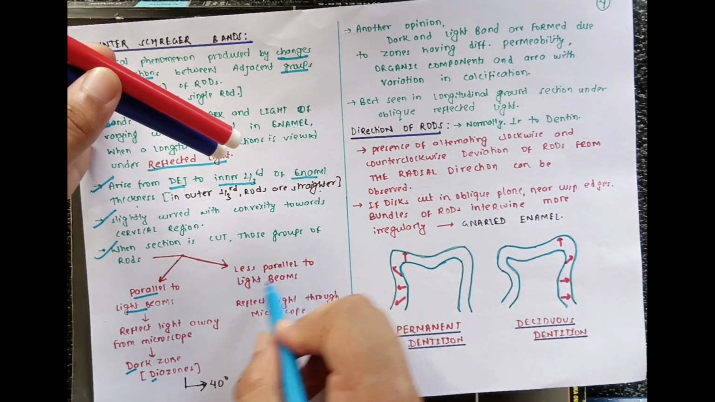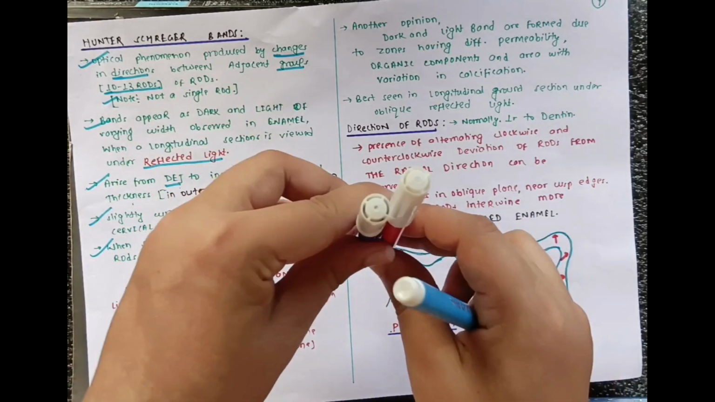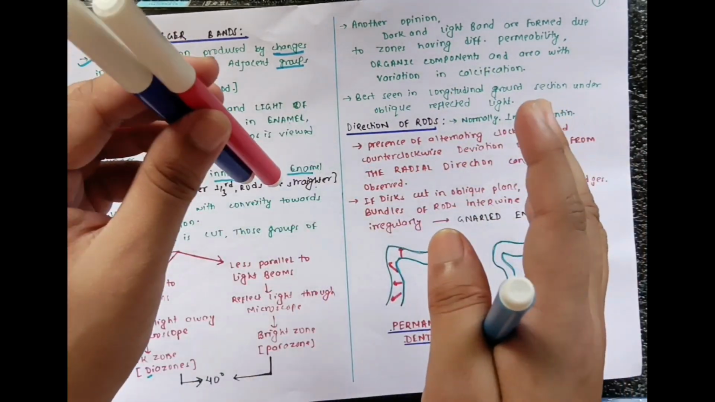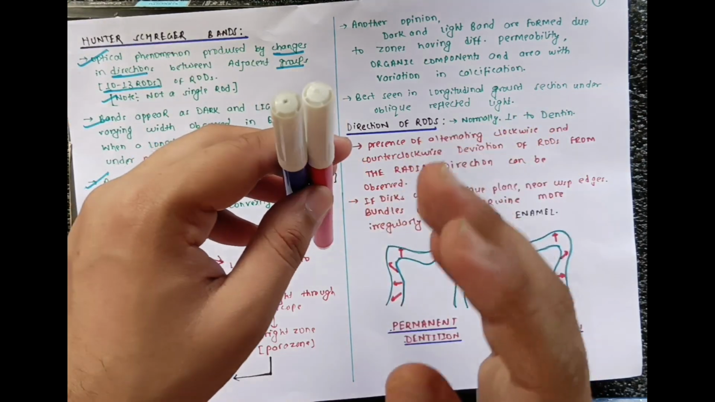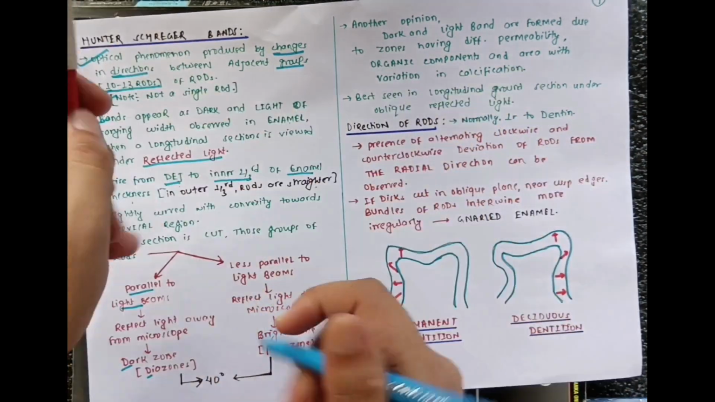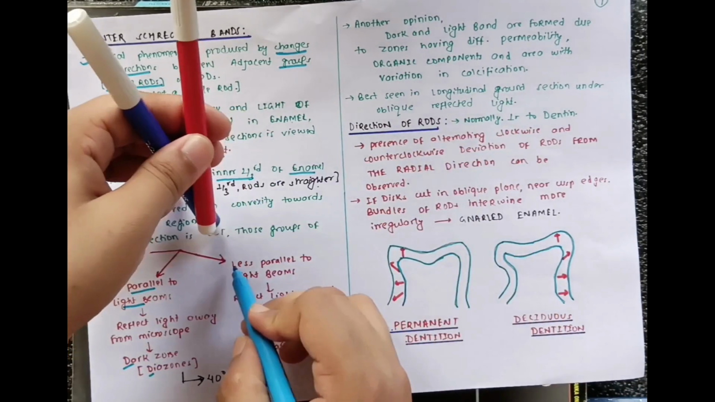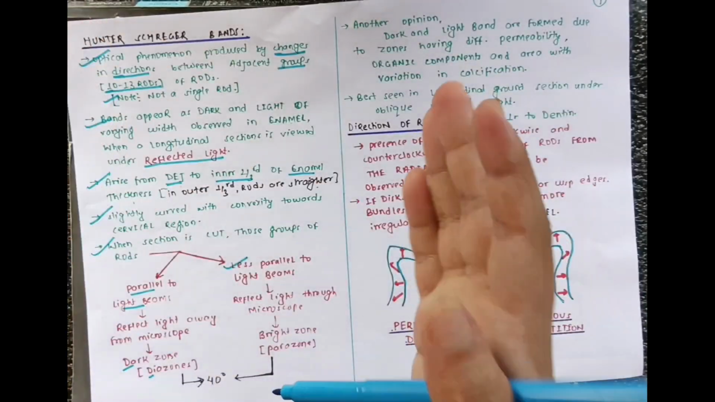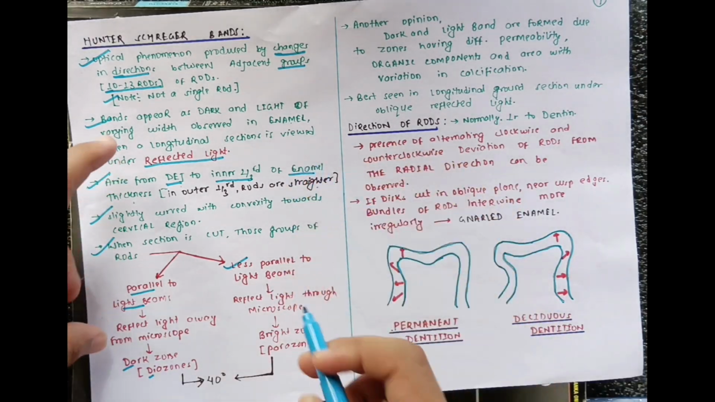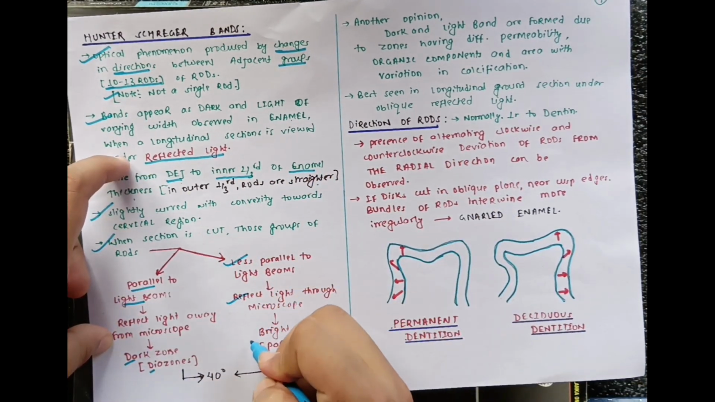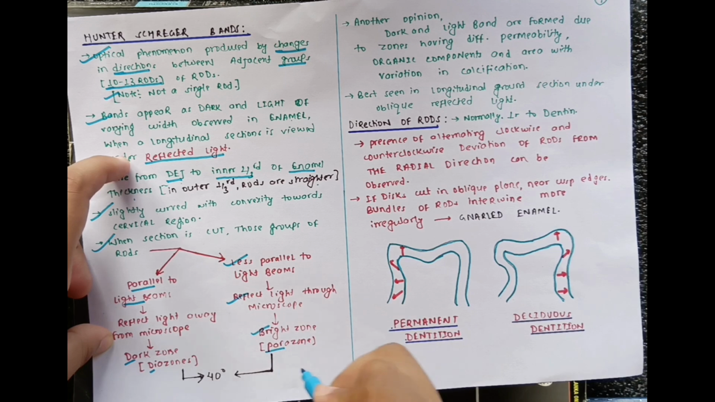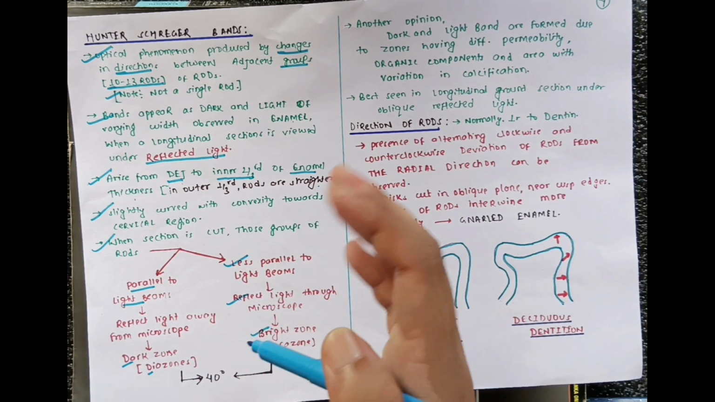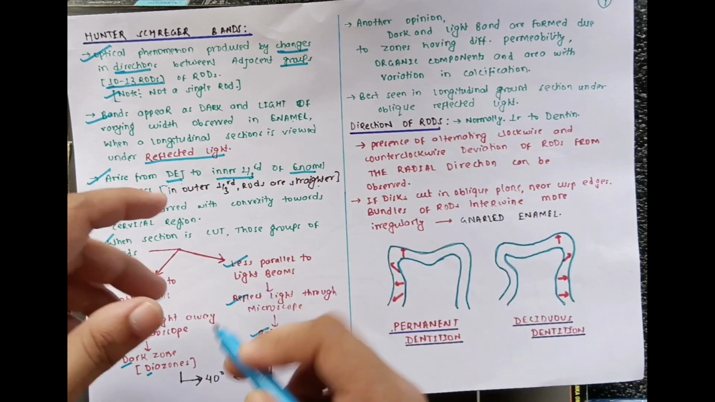Similarly, here I have written less parallel to the light beams. Less parallel means it can be like this, or like this, at any angle with the light beams. So those groups of enamel rods that are less parallel or not parallel with the light beams will reflect light through the microscope, and they appear as the bright zone, which we call parazones. The angle that is formed between the dark zone and the parazones is about 40 degrees.